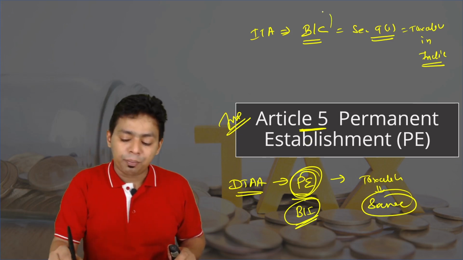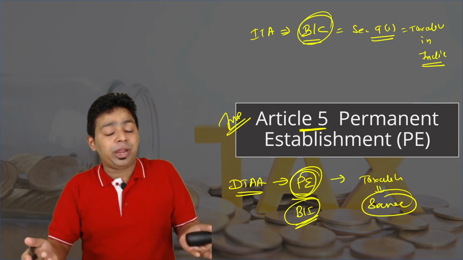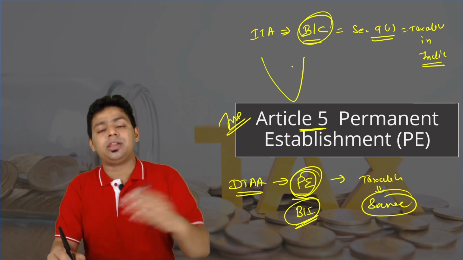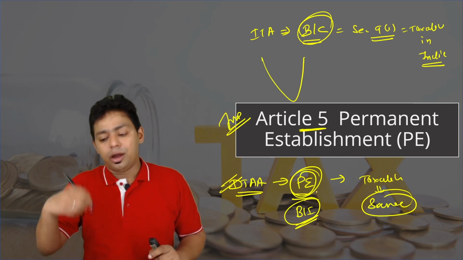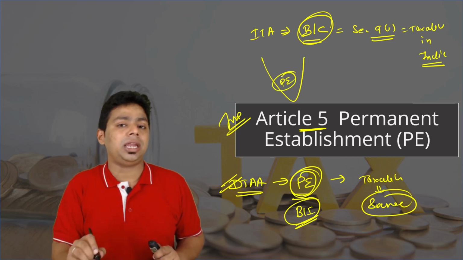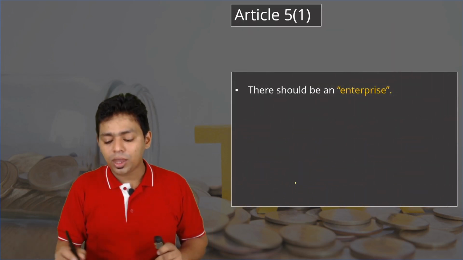Am I clear? Now the business connection concept is quite wide. Even if they are not having any physical presence in India, still the foreign company might become taxable in India. But for the DTAA, a foreign company will become taxable in India only and only when they are having a PE in India. Therefore, you should understand what is meant by permanent establishment.